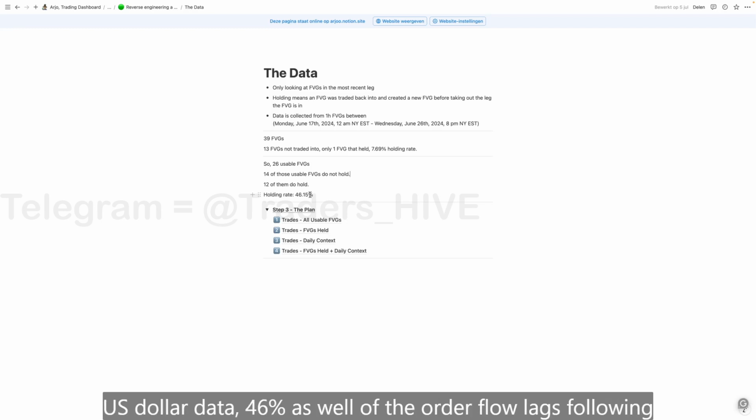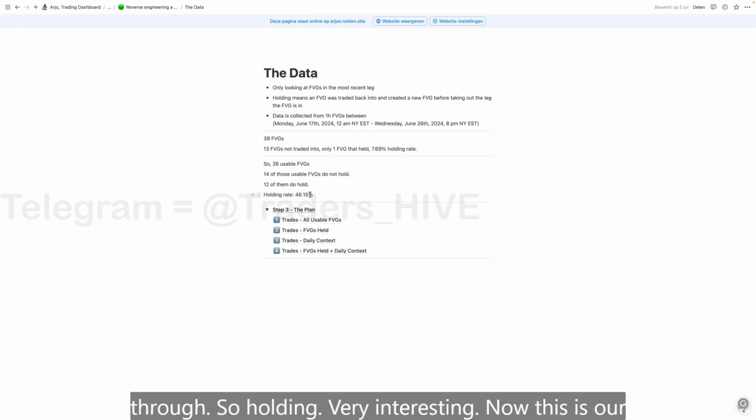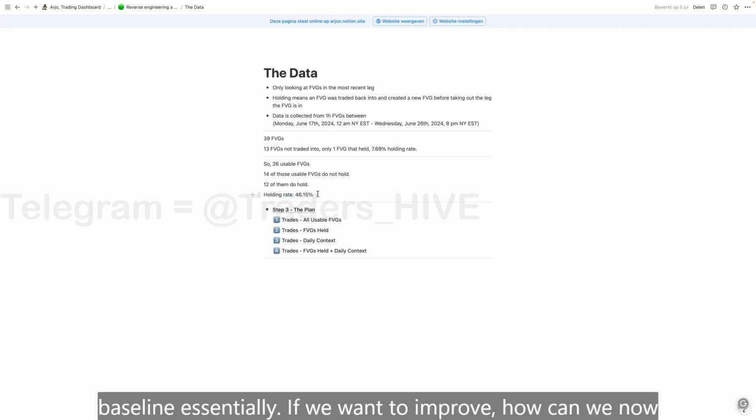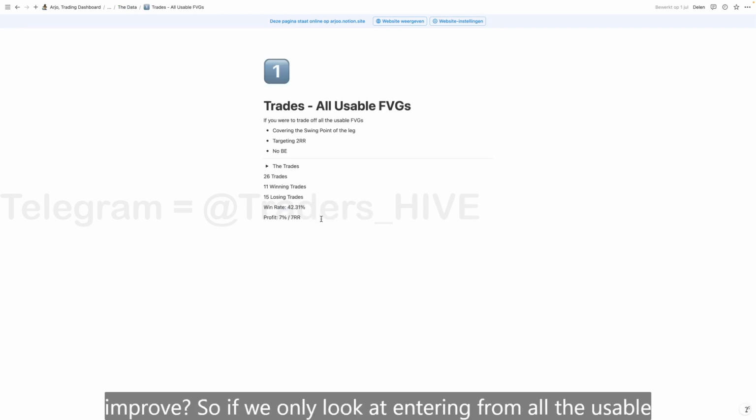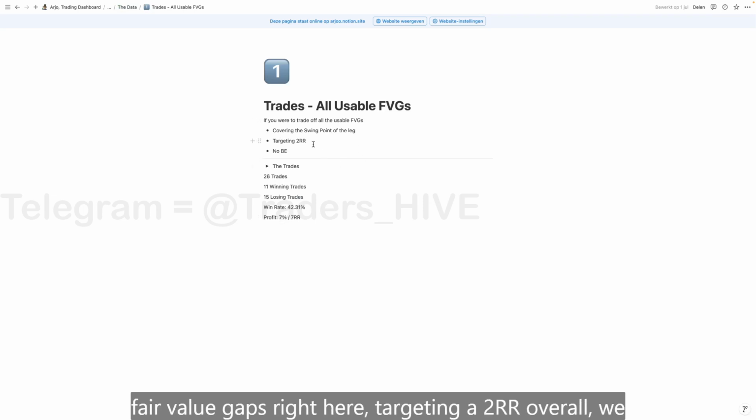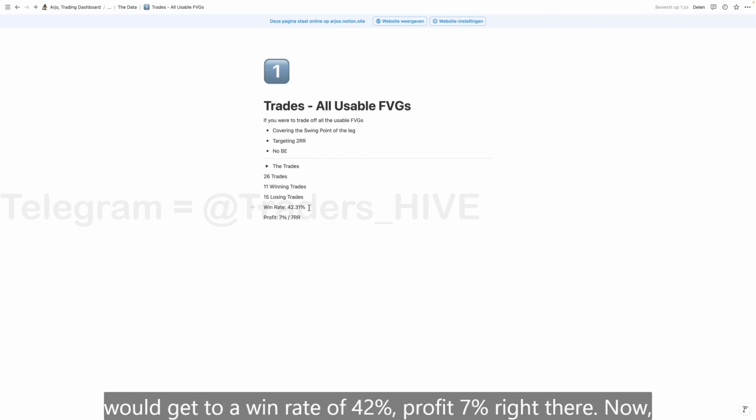46% as well of the order flow lags following through. So holding. Very interesting. Now, this is our baseline essentially. If we want to improve, how can we now improve? If we only look at entering from all the usable fair value gaps right here, targeting a 2RR overall, we would get to a win rate of 42%, profit 7% right there.